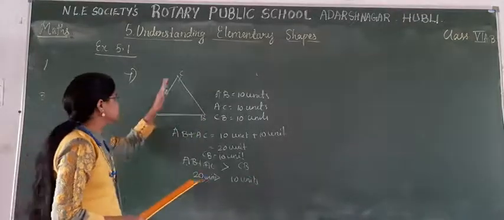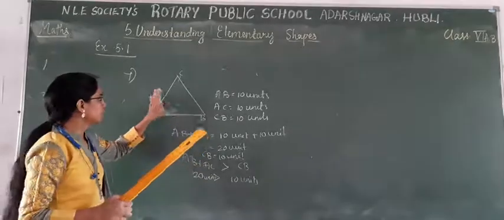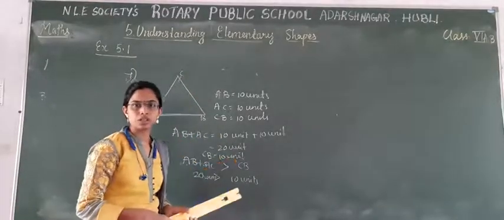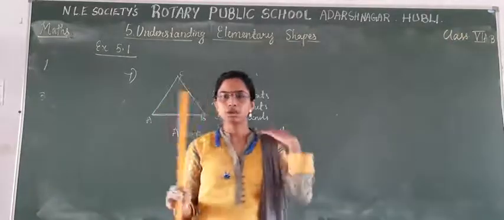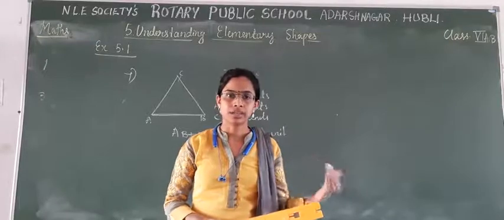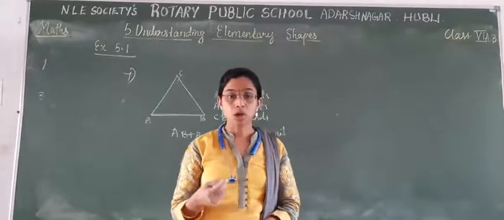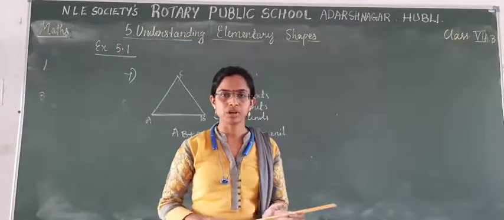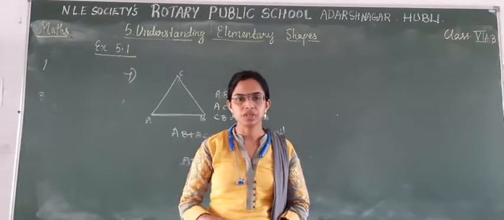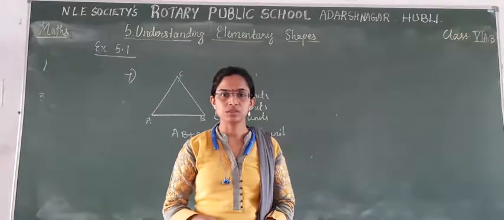See that the sum of two sides of a triangle is greater than the third side. This is one important rule in a triangle: the sum of two sides of a triangle is always greater than the third side. So draw the remaining 4 triangles and measure, and you are going to get the same answer, which will be given to you in the classwork. Here completes exercise 5.1. Thank you.